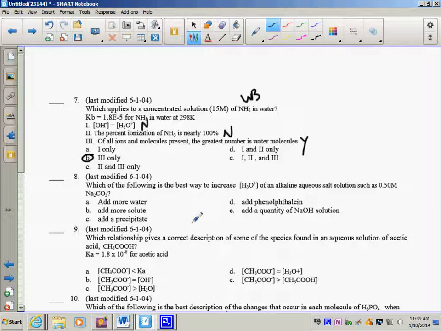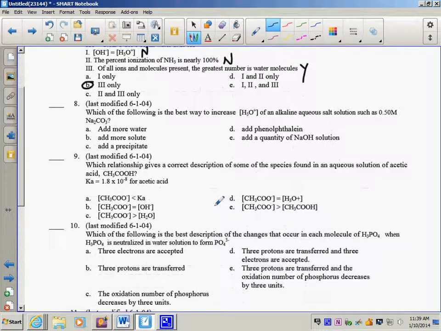Which of the following is the best way to increase the H3O plus ions of an alkaline aqueous salt such as 0.5 molar Na2CO3? Alright, so like I mentioned in the earlier problem, this is basic. Adding phenolphthalein, that's an indicator, will have no effect. Adding more base will not increase this, it would decrease it. Adding a precipitate, I'm not really sure what that means. You could add this stuff, it would do nothing. This is vague, it doesn't really say much, but in this case it isn't guaranteed to affect our problem. Same thing if we add more solute. This stuff is basic.